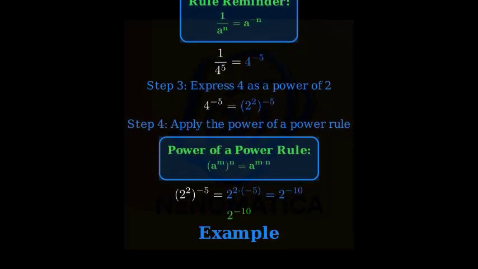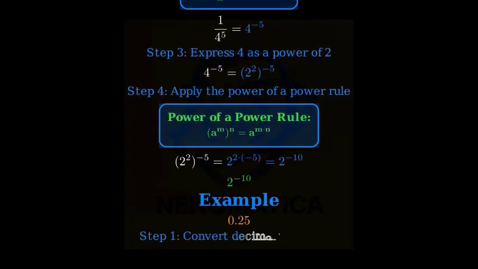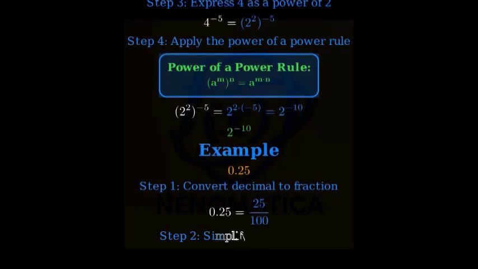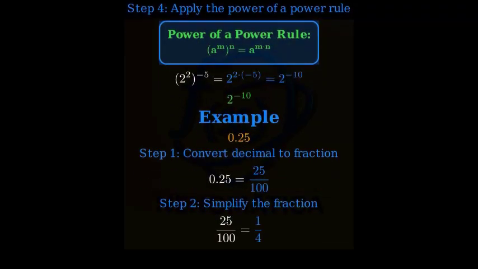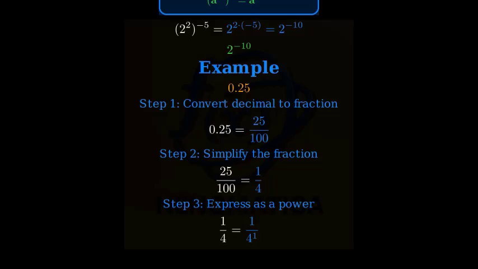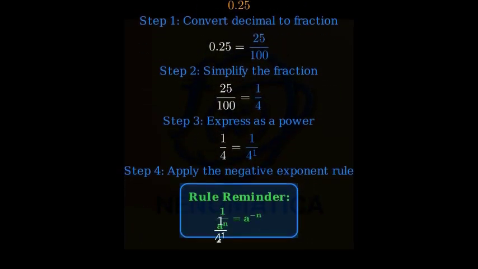Let's look at our final example. We have the decimal 0.25. First, we need to recognize that 0.25 can be written as a fraction, which is 25 over 100. This fraction can be simplified to 1/4. 1/4 is the same as 1 over 4 to the power of 1. Using our negative exponent rule in reverse, we can write this as 4 to the power negative 1.